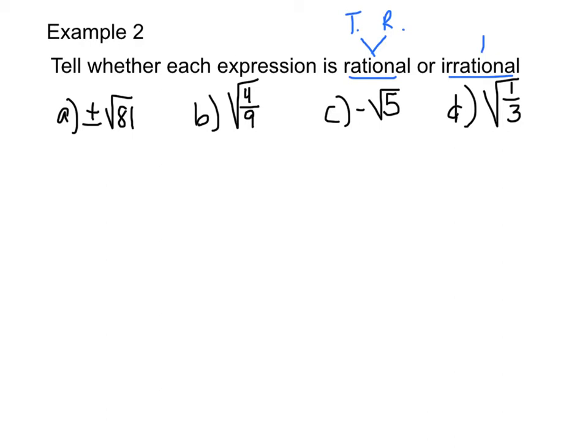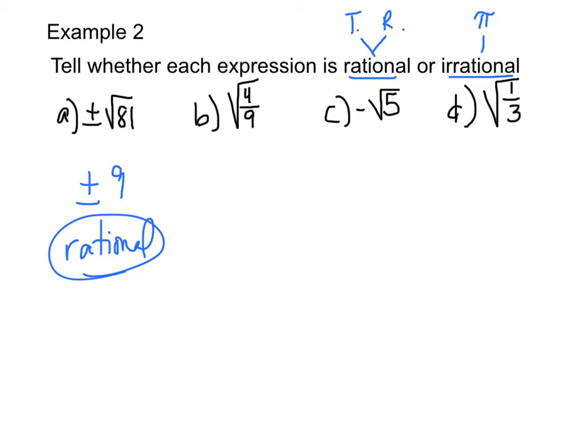Irrational means it can be turned into a decimal that does not repeat and does not terminate, so it would actually go on forever without repeating. A great example of an irrational number is pi. So let's go over these. The positive or negative square root of 81 is going to be plus or minus 9. Since that's a terminating number, this is going to be rational.